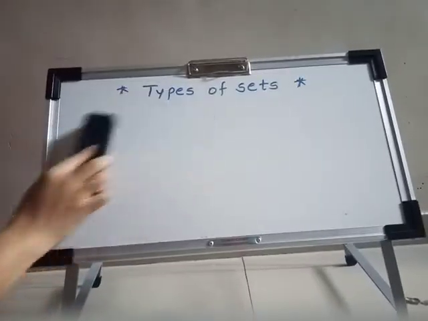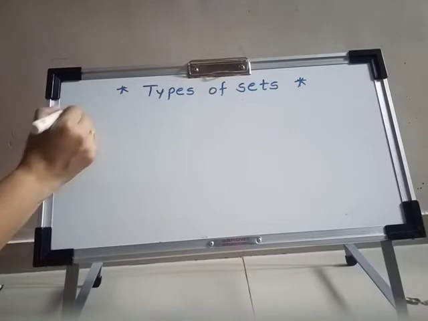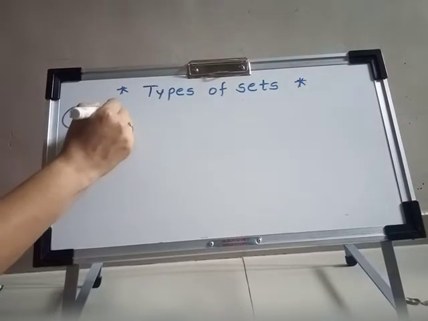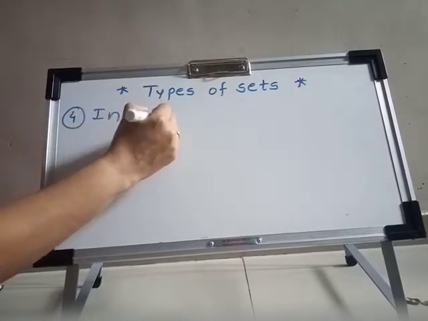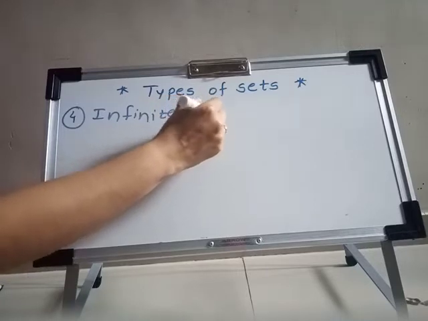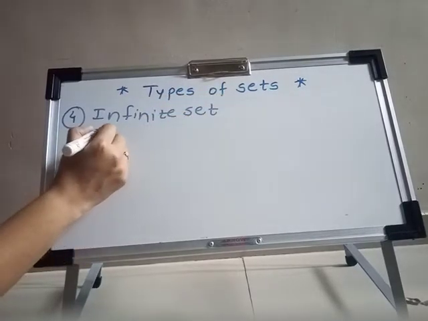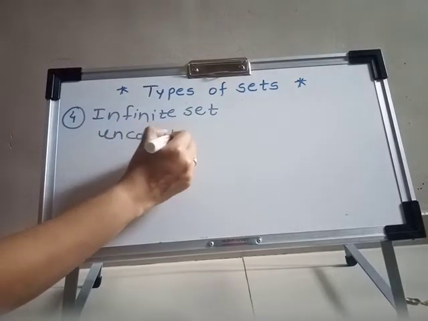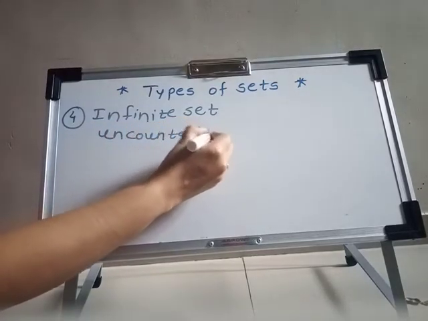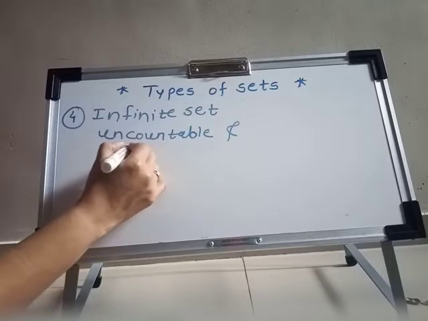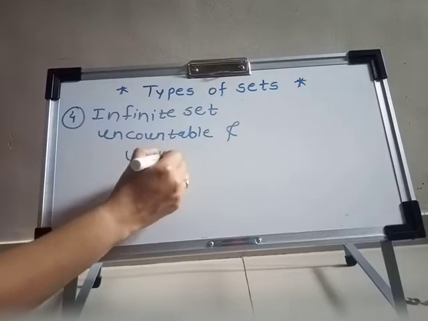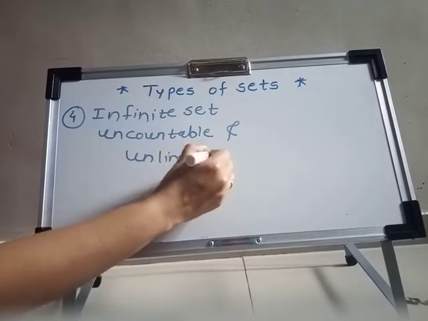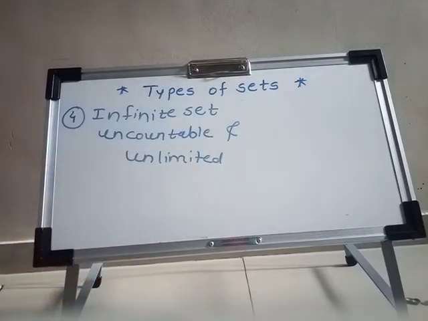Now fourth type is infinite set, which is the opposite of finite. In an infinite set, elements are uncountable. Uncountable means we can't count the elements in this set. Finite is limited and this is an unlimited set. Infinite set is uncountable and unlimited.